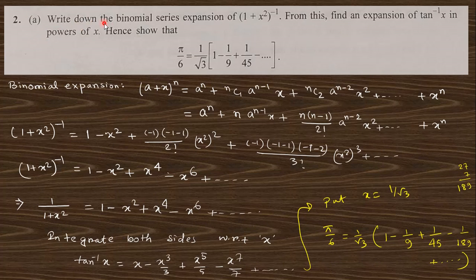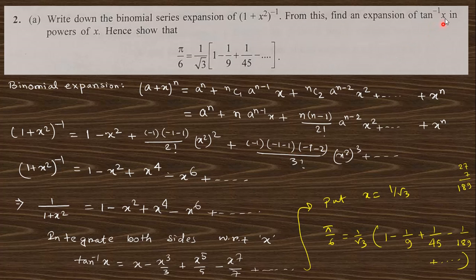Question number 2a. Write down the binomial expansion of this series. We need to expand this as a binomial series and from this find tan inverse x, and then find the solution. So you know the binomial expansion like that. You know very well, nC1 is n, nC2 is n into n minus 1 by factorial 2, and so on. Now if you put a as 1 and n as minus 1, and put these values in this expression, just calculate, and you will get 1 minus x square plus x to the 4 minus x to the 6. This is nothing but 1 by 1 plus x square.